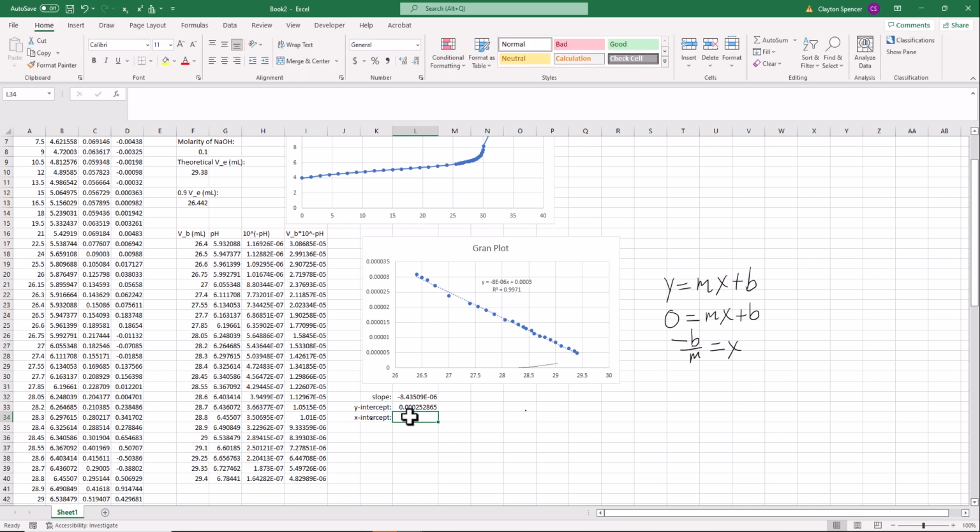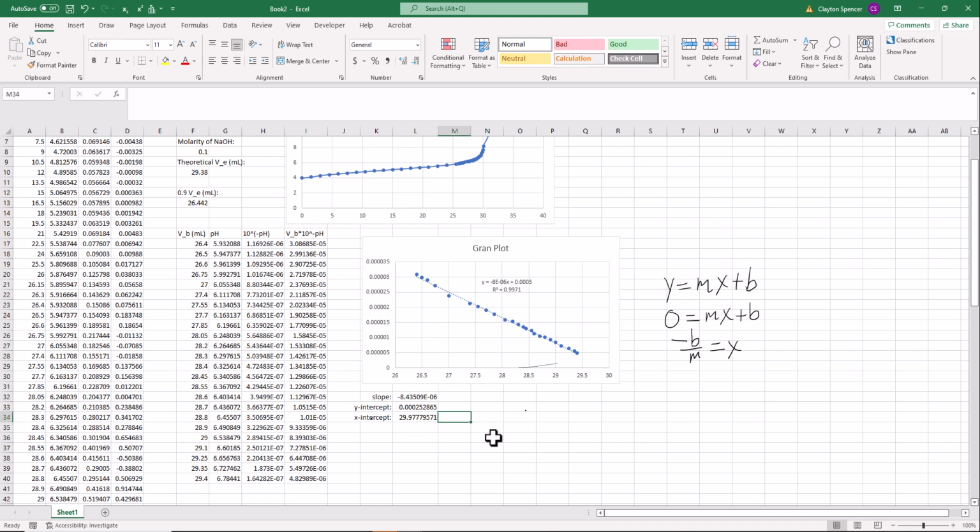All right, excellent. So let's go back and type in a formula to calculate that. So that's going to be equal to the negative of the intercept. There's the intercept. Divided by, so / the slope. There we go, and hit enter. All right, so here is the x-intercept.